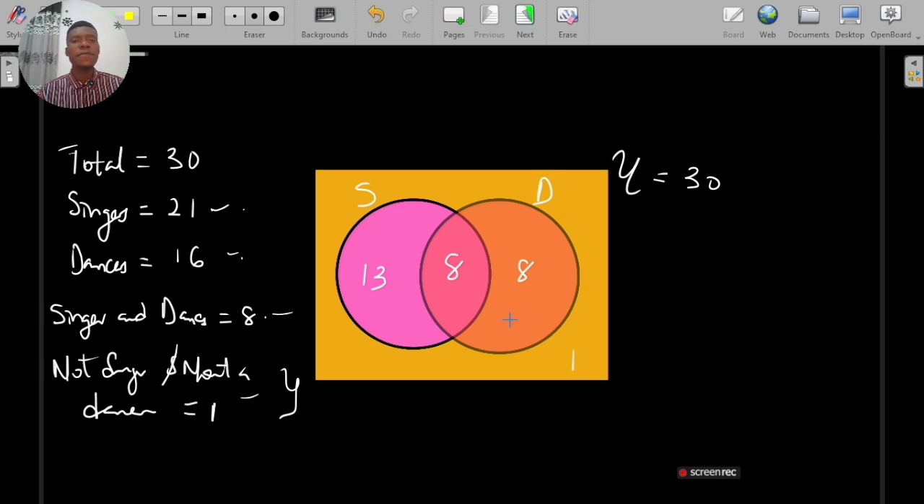So you can give the perfect analysis of the singers and dancers in the class by saying that we have 30 students in the class, of which 13 of them can sing only, and 8 of them can sing and dance, while 8 can only dance. Then we have just one boy that loves football. He does not dance and he does not sing.